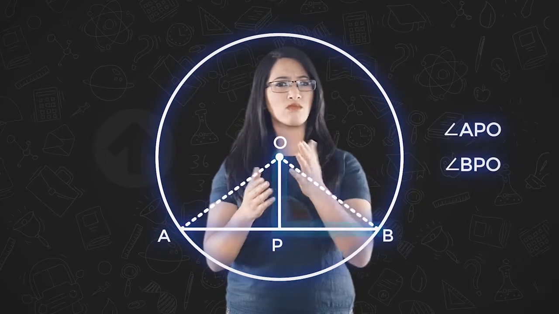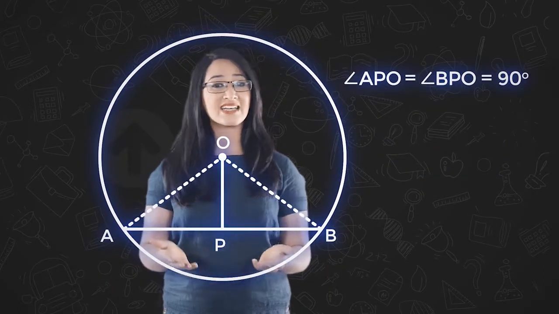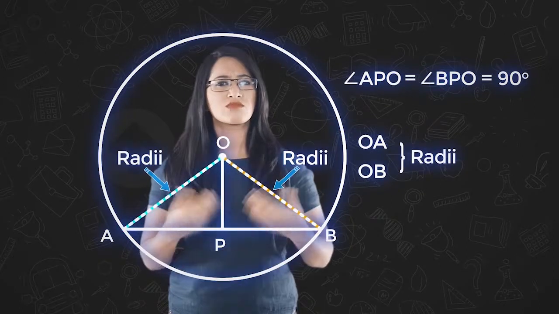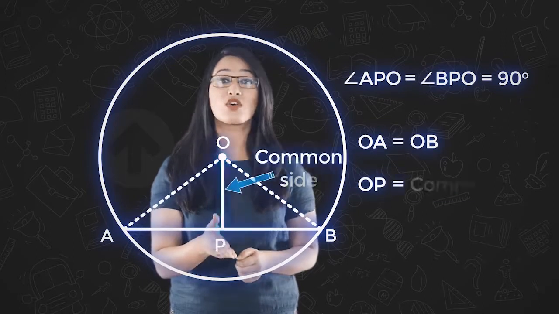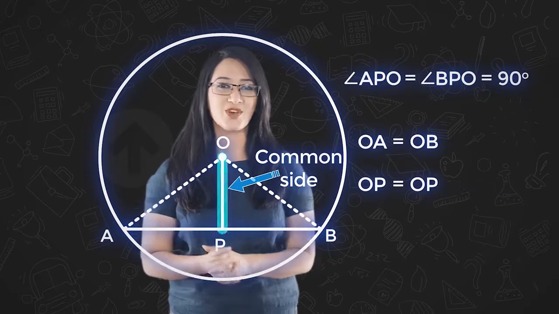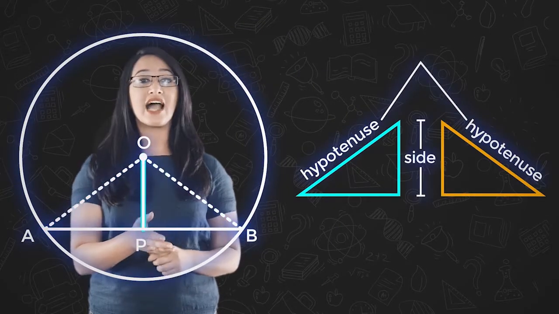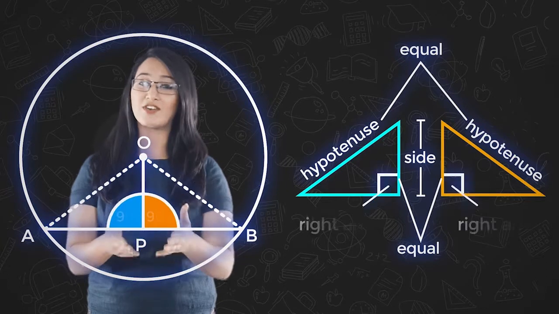So it's clear that these two angles, APO and BPO, are 90 degrees, right? Which means that they both are equal. And the sides OA and OB are both the radii, so they both are equal too. And the side OP here is the common side for both these two triangles. Thus, the hypotenuse and one side are equal for the two triangles. And they both have a right angle.